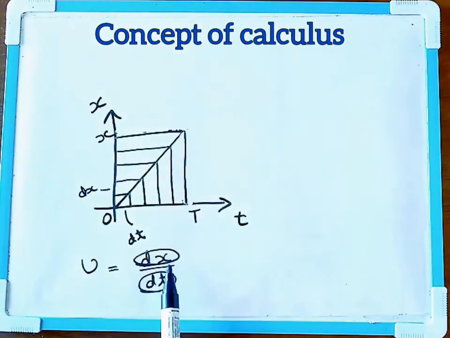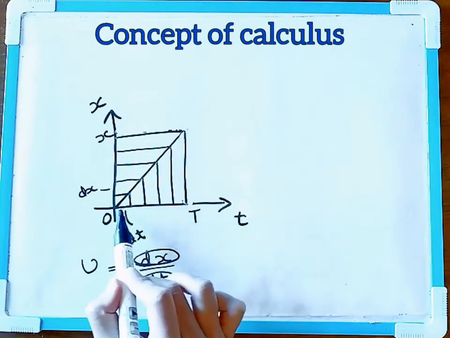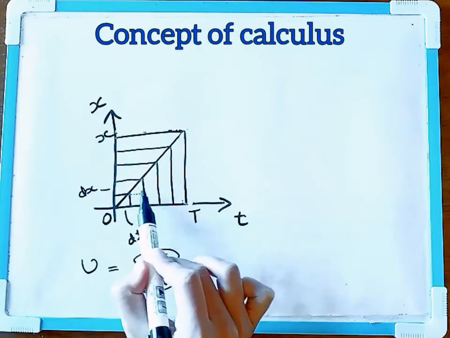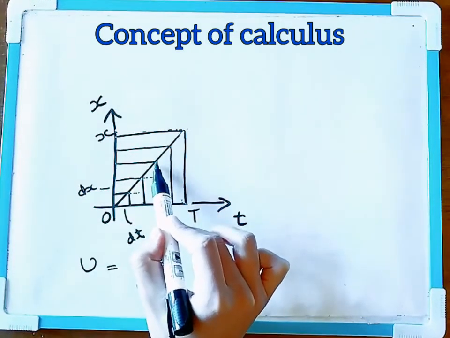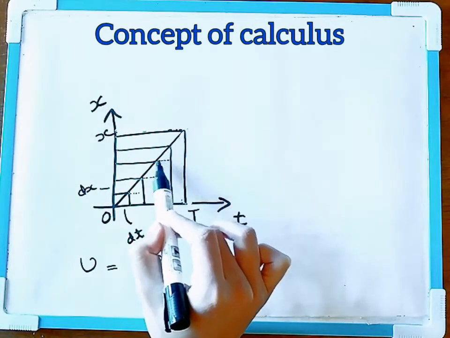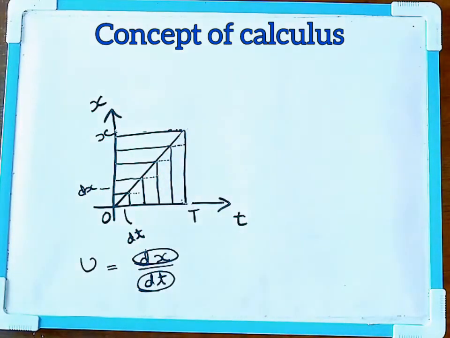So if you have to take the instantaneous velocity, you'll have to divide this dx by this dt, and here also you'll have to divide this dx by dt, and here also this is your dx by dt. Remember that the time interval dt here is very, very small, that is, it tends to 0. So here you can see in differential calculus, we are dividing them into smaller parts.